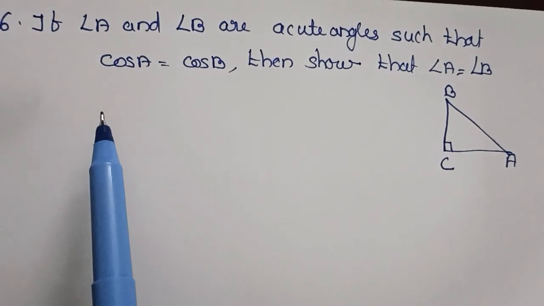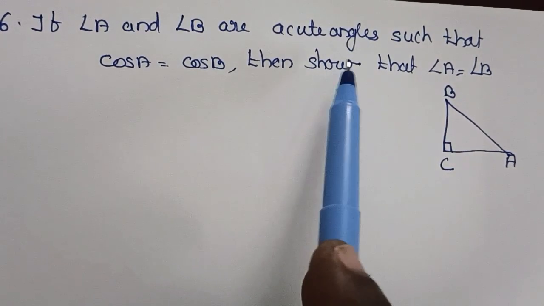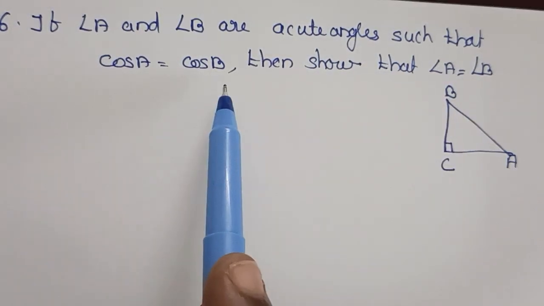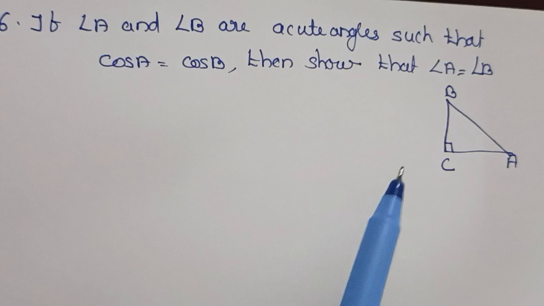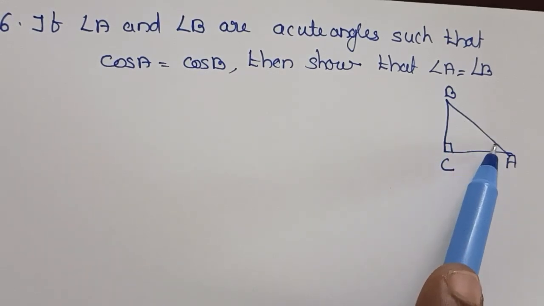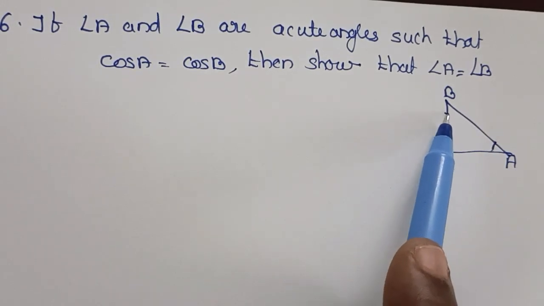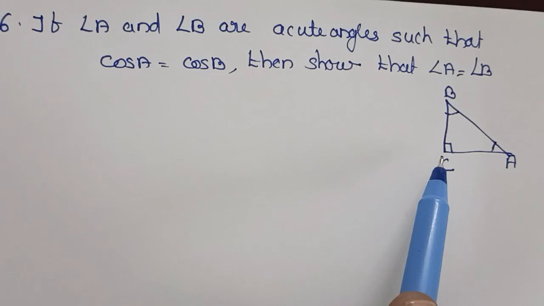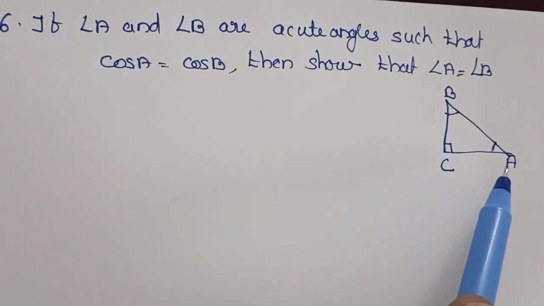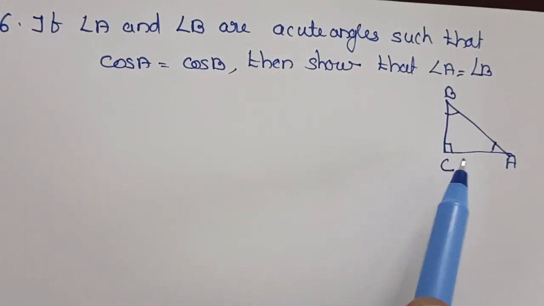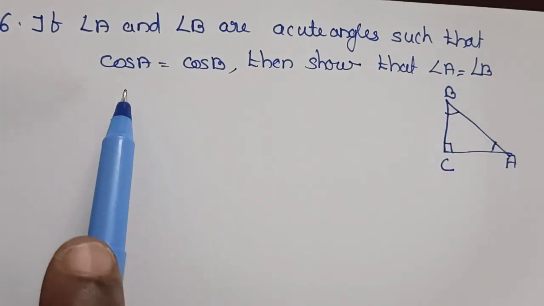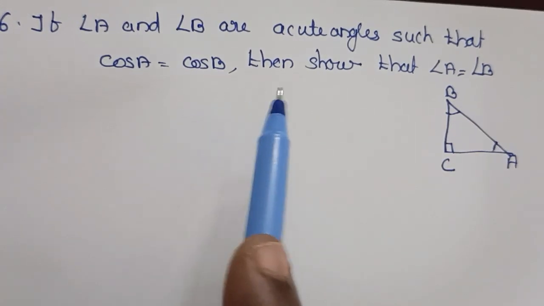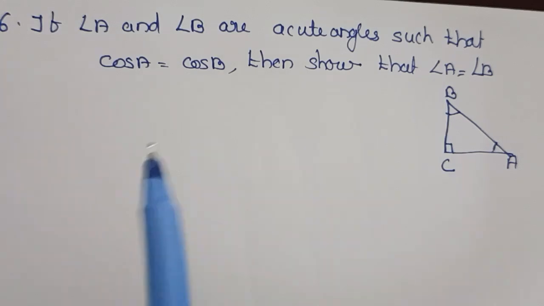Sixth question. If A and B are acute angles such that cos A equals cos B, then show that angle A equals angle B. That is, we have given two acute angles A and B, then C will be the right angle, isn't it? So in right triangle ABC, right angle is C, A and B are acute angles, it is given. Also given that cos A equals cos B, then we have to show that angle A equals angle B.